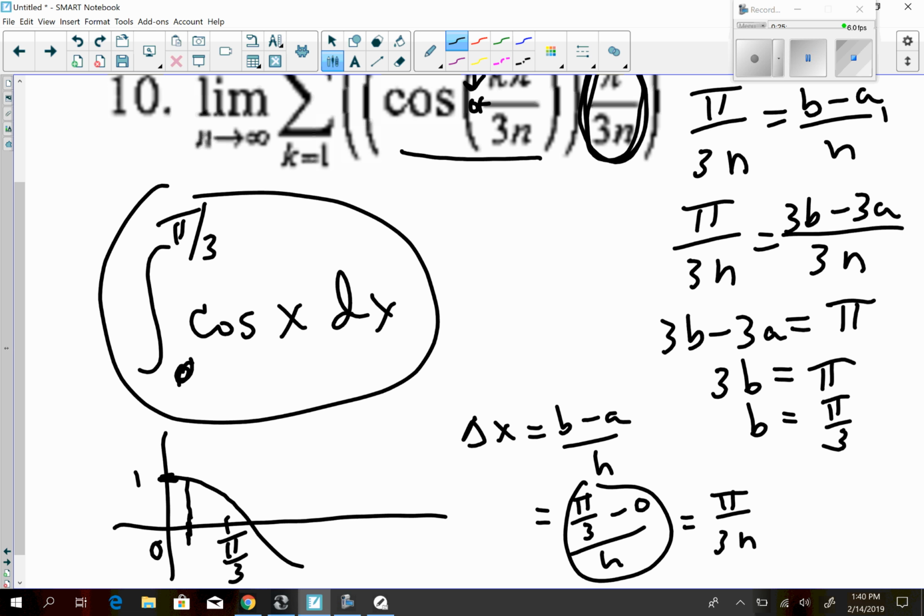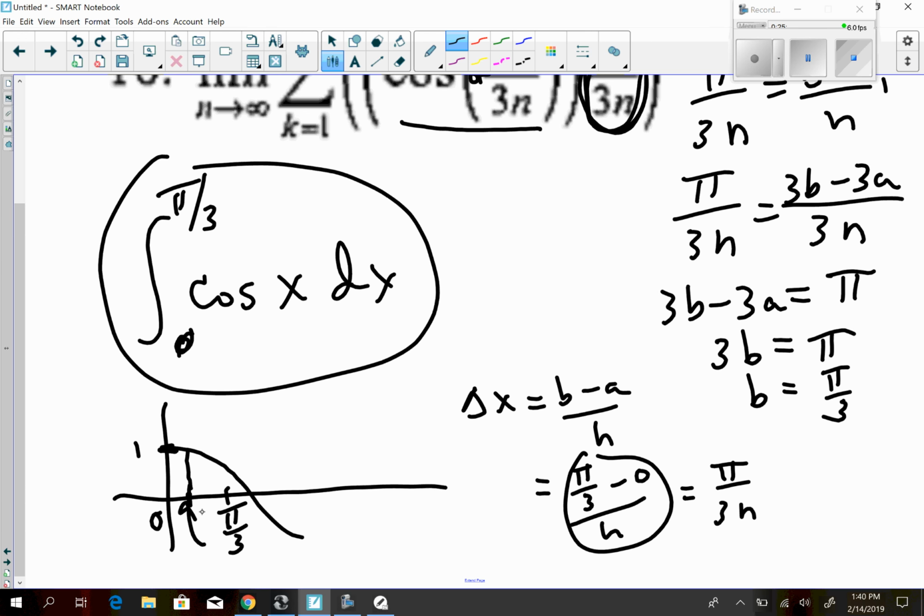That means this x value is the x where we started, which is 0, plus pi over 3n. 1 pi over 3n, because that's the ending of the first rectangle. Second rectangle would be 0 plus 2 pi over 3n. Third rectangle would be 0 plus 3 pi over 3n, and so on. In general, for any rectangle, a right endpoint would be an x value of 0 plus k pi over 3n. And that number there is the x coordinate here.